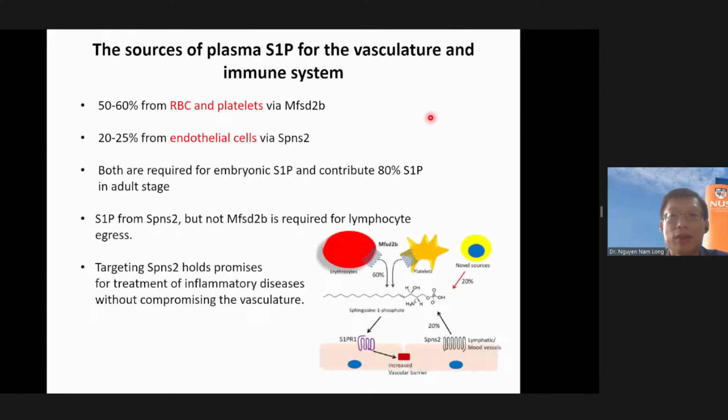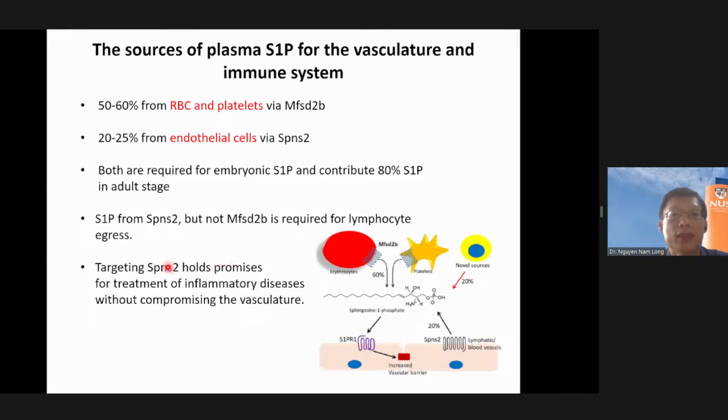So that's it, let me wrap up. Basically, we show that MFSD2B contributes about 50% of S1P from red blood cells and platelets, and SPNS2 contributes about 20 to 25% from endogenous cells. We think that both transporters are the only ones that provide S1P for development, and in the adult state they contribute about 80% of S1P for signaling. And we hypothesize that during the adult stage, there might also be additional S1P transporters that have not been identified.